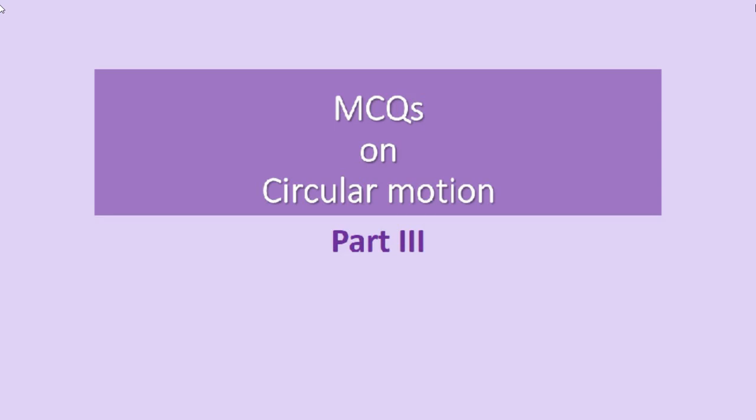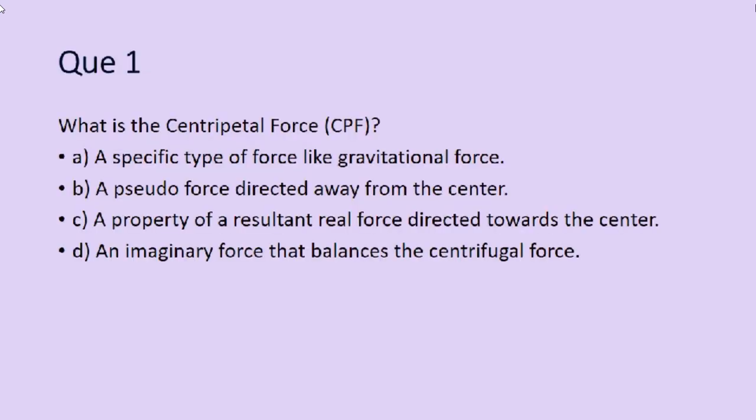Circular motion, Part 3. What is centripetal force? It is denoted by CPF. The options are: A. A specific type of force like gravitational force. B. A pseudo force directed away from the center. Option C. A property of a resultant real force directed towards the center. Or option D. An imaginary force that balances the centrifugal force.